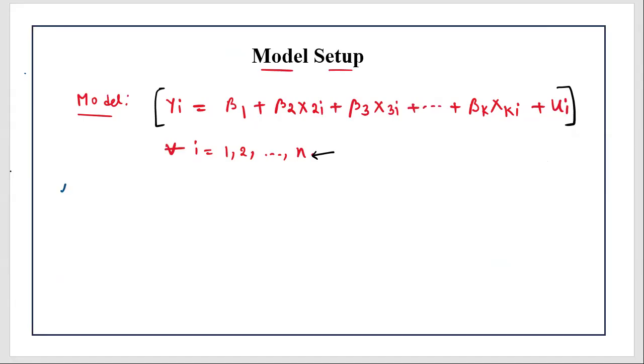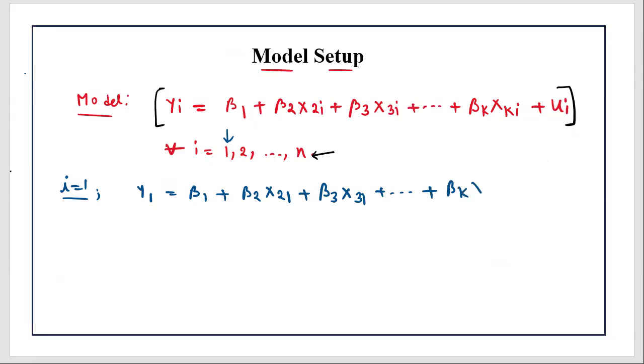First equation will be when i equals 1. When i equals 1, what will be the model? It will be something like this. Y1, instead of i put 1, it will be beta 1 plus beta 2 x21, beta 3 x31, then you have beta k xk1 plus u1, right? I hope this much is clear.